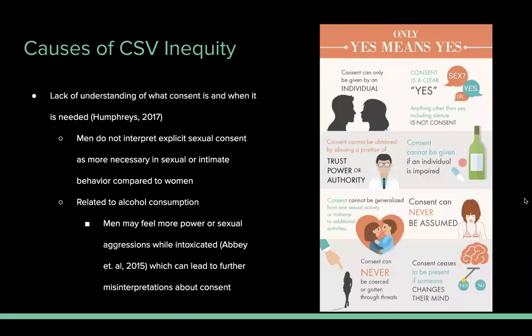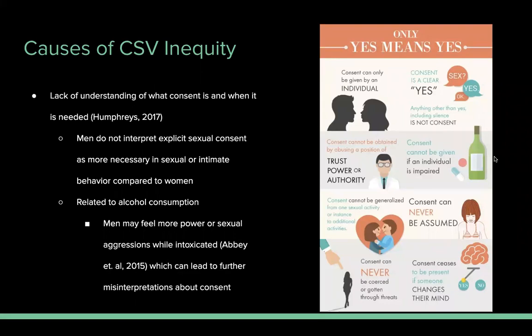Another main cause of campus sexual violence is the lack of understanding of what consent is and when it is needed. By consent, we mean actively agreeing to an intimate or sexual activity with someone else. It's also important to note that consent also means people can change their mind at any time.